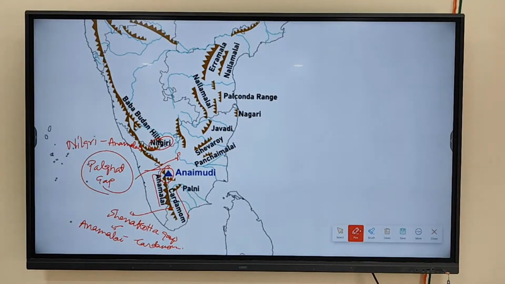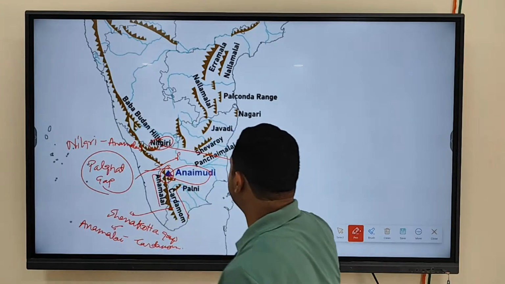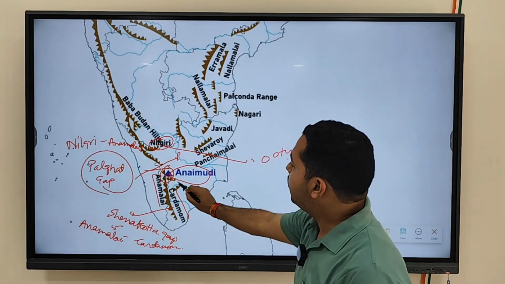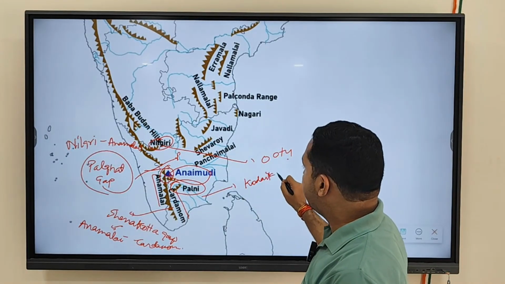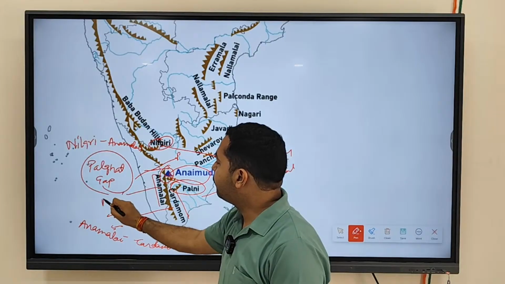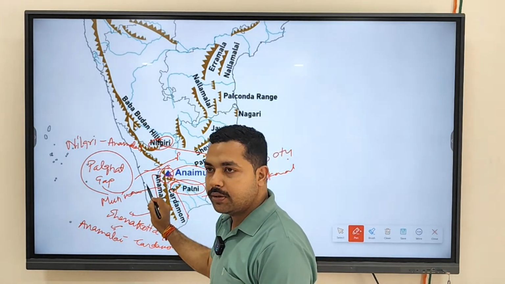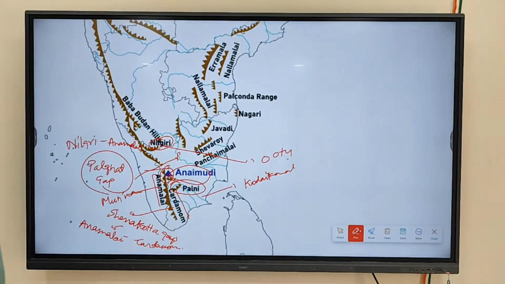Fine. This Anaimudi is the highest peak that you are finding. These are very known for what? These are very known for hill stations. For example, you see Nilgiri is famous for what? Ooty. Palani is famous for Kodaikanal. Fine. Annamalai Hills is famous for Munnar. So these are very famous hill stations used for tourism. Clear?